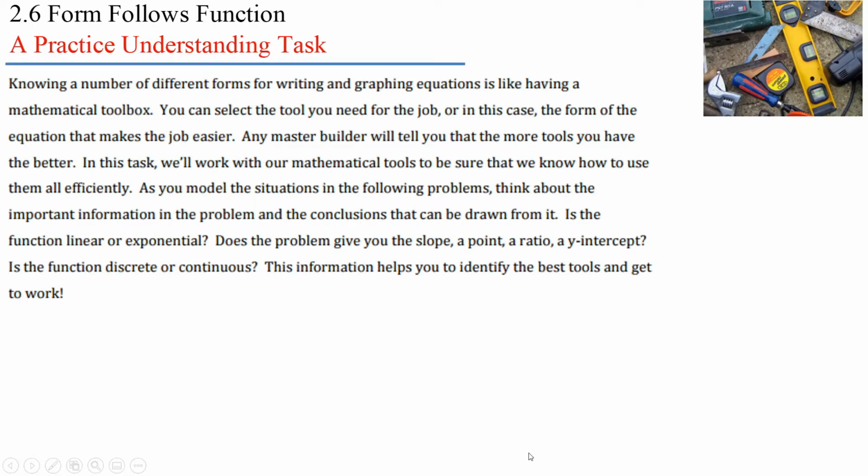Knowing a number of different forms for writing and graphing equations is like having a mathematical toolbox. You can select the tool you need for the job, or in this case, the form of the equation that makes the job easier. Any master builder will tell you that the more tools you have, the better. In this task, we'll work with our mathematical tools to be sure that we know how to use them all efficiently. As you model the situations in the following problems, think about the important information in the problem and the conclusions that can be drawn from it.